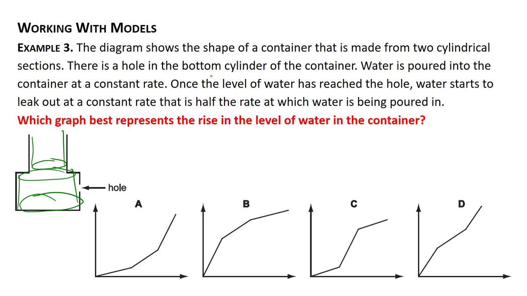There is a hole at the bottom of the cylinder. So here we have a hole. Water is poured into the container at a constant rate. So we have water filling the container. Initially we are filling the container without problem, but once the level of the water has reached this point, water will still fill the container, but at a slower rate because water will flow out of the hole.